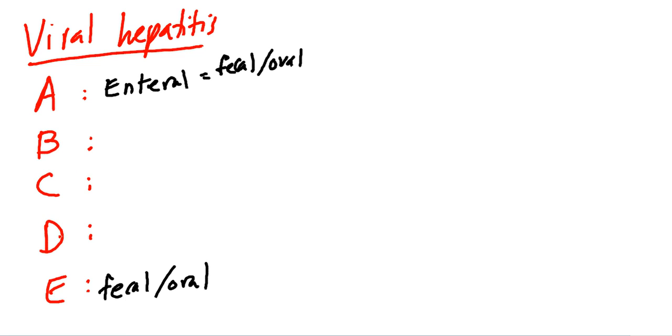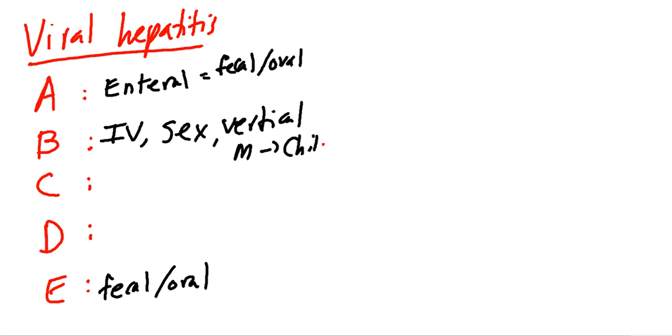B, C, and D. Now these are all going to be dealing with something besides the enteral route. These will be parenteral. So for hepatitis B, the main way to transmit this is going to be through IV, so intravenous, possible drug use, sex, and vertical. Vertical transmission is simply from mom to child, especially during delivery. So IV, sex, and vertical.